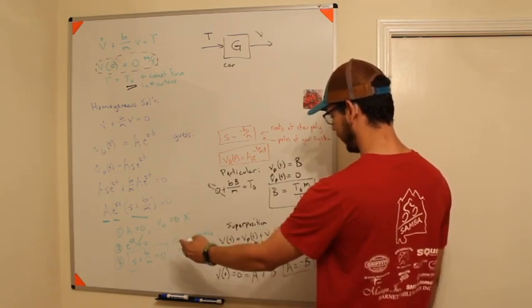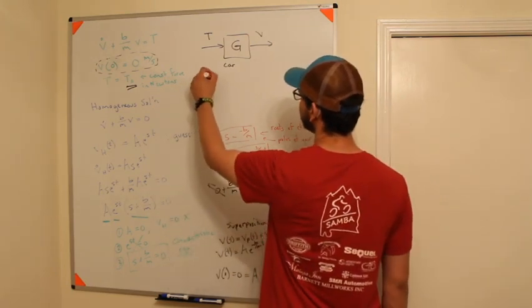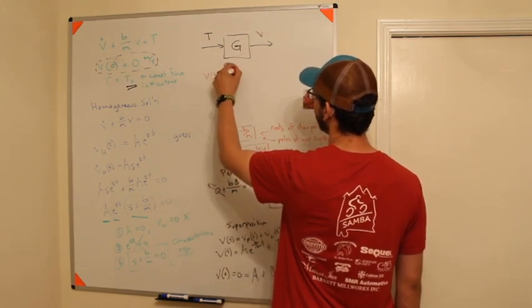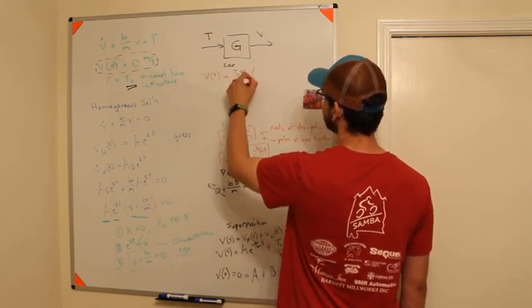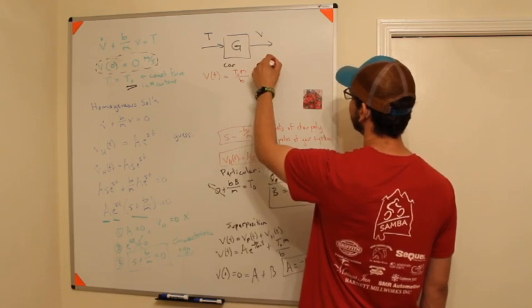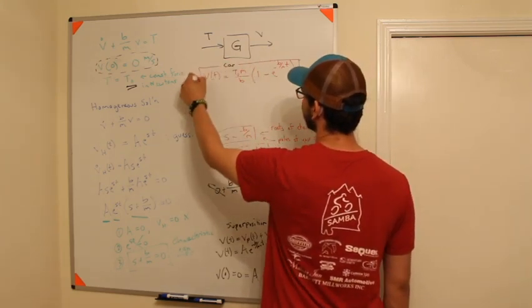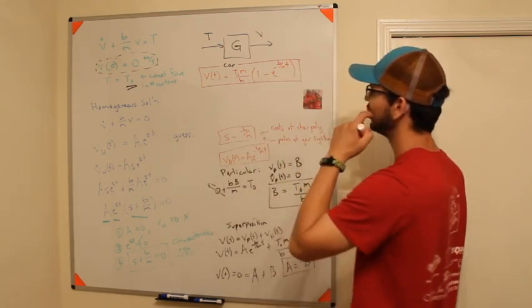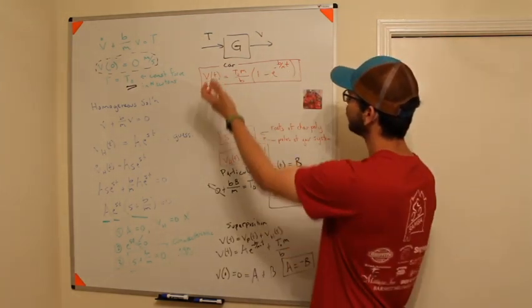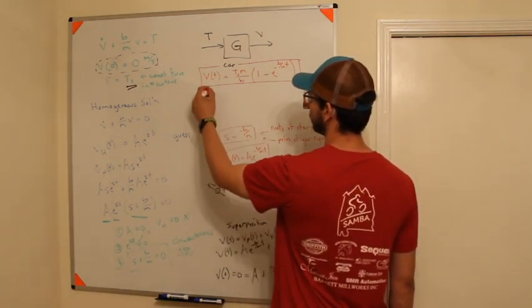I can factor B out on the left, and so V total of t is T naught M over B times 1 minus e to the negative b over m t. And that, my friends, is the total solution. So now we can take a look at this and see what happens. We can actually draw this.